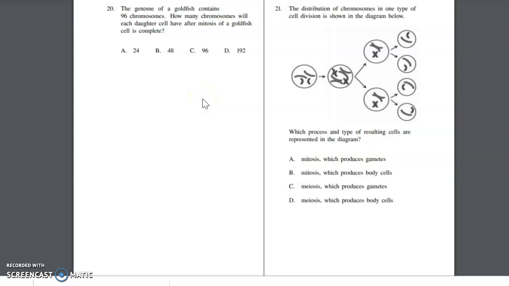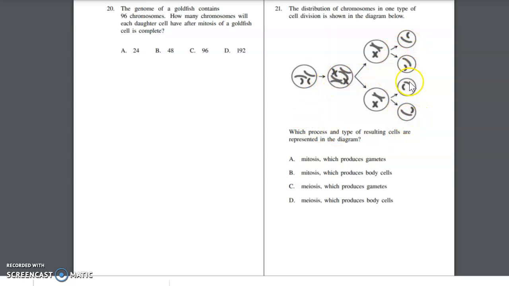Number 21 says the distribution of chromosomes in one type of cell division is shown in the diagram below. Which process and type of resulting cells are present in this diagram? Okay, notice in this diagram we're going through cell division 2 times. We end up with 2. Those 2 go through cell division, and we end up with 4. This cell started out with 4 chromosomes. These 4 offspring cells each have 2. So we end up with 4 daughter cells, and they each have half as many chromosomes.